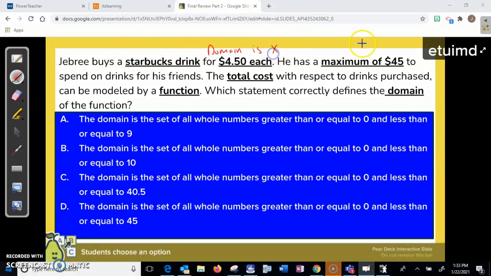So domain is x. Now, you want to know how many drinks he can purchase because that's the maximum. He has $45. That means he can buy those drinks with 45, but he cannot exceed it. So we need to figure out how many drinks he has. What you're going to do is 45 divided by $4.50. If you do that, you get the answer of 10. So 10 is the maximum drinks he can buy. Your answer is B. That's it. He cannot buy 11. He can buy 9, but the maximum is 10. Go ahead and continue.